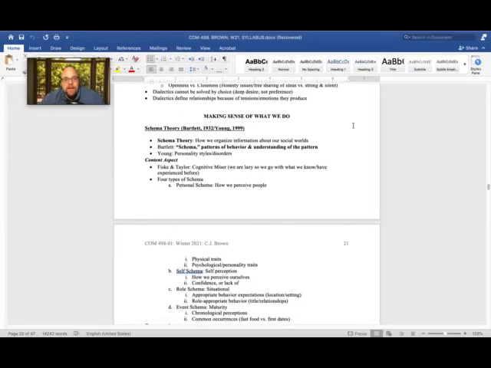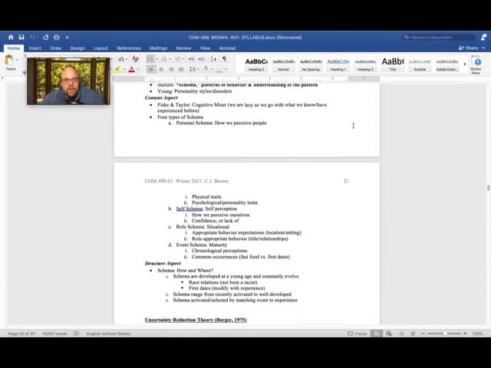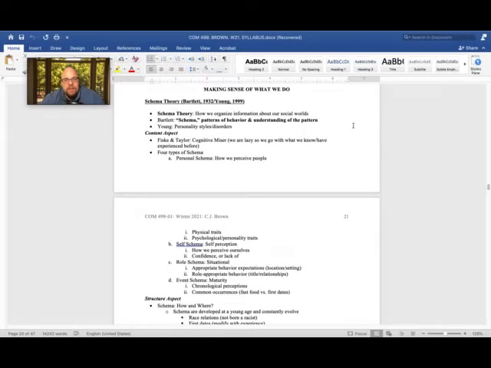All right, next, something that will help us make sense of what we do. You've got schema theory. Now, this was started way back in 1932, but it was sort of revisited and restructured a little bit in 1999 by Young. So the idea with schema theory is that we organize information about our world in chunks known as schema. Bartlett, back in the 32, called schemas patterns of behavior and our understanding of that pattern.